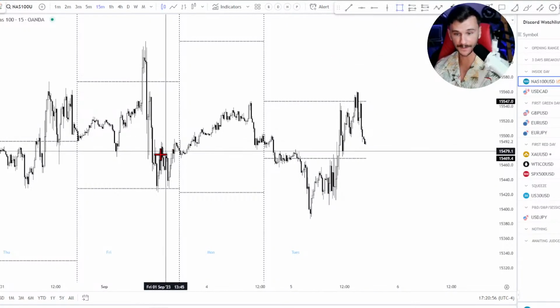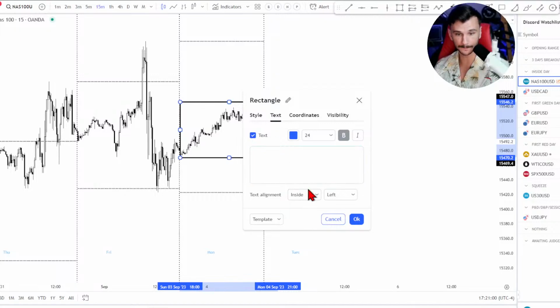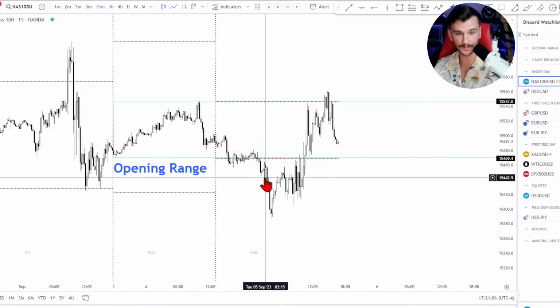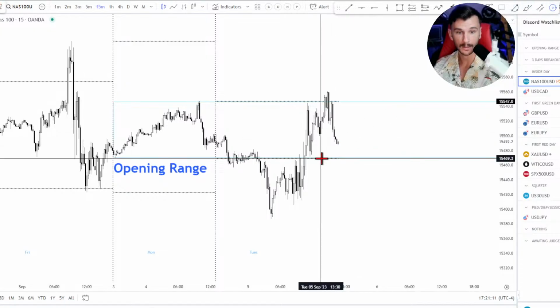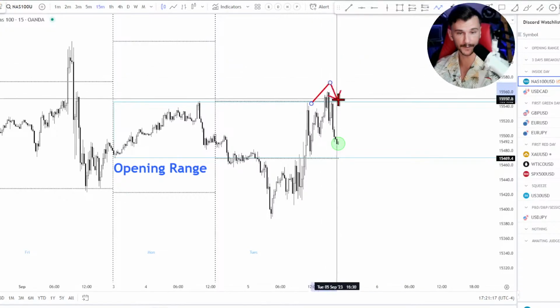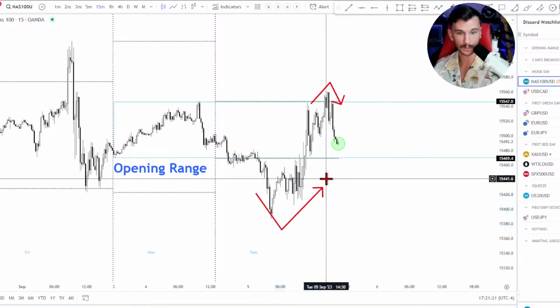Now what I can do is identify my range here. We're going to take a look at Monday. We could take a look at Tuesday. What has happened on Tuesday? Well, they spiked down, they spiked up, they closed back inside. So, what I'm going to do is annotate that. I'm going to annotate the peak formation high, failed breakout up top, peak formation low, failed breakout down low.